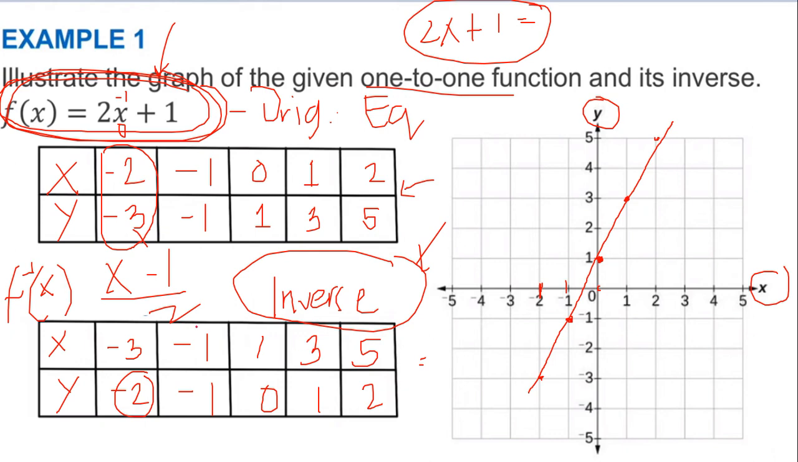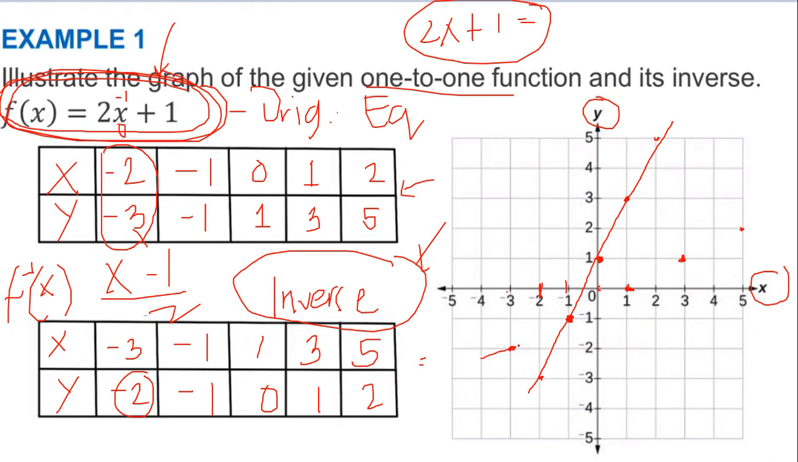Next, try natin yung inverse. So, dapat, since inverse siya, dapat kabaliktaran ng ating first graph. So, negative 3, negative 2 is located here. Then, negative 1, negative 1 is nandito. Then, we have 1, 0. Nandito yung 3, 1 natin. Nandito yung 5, 2.